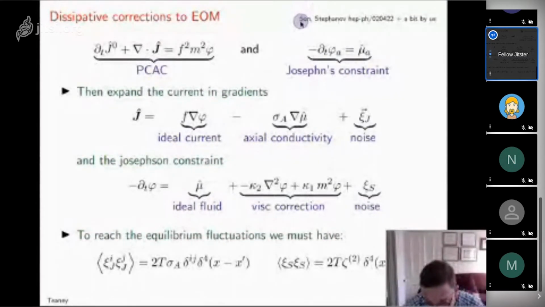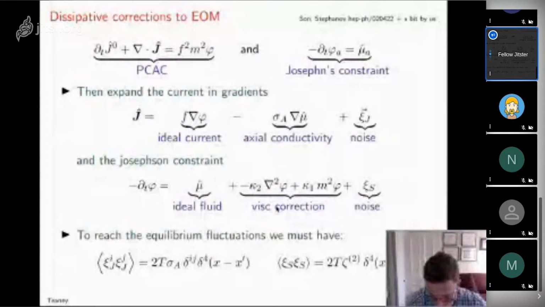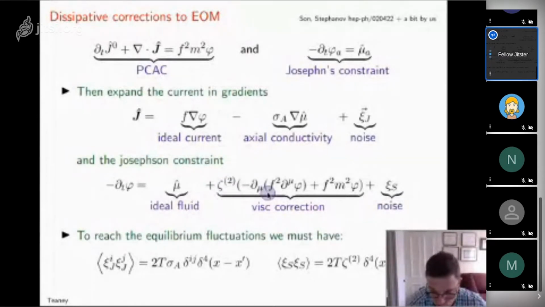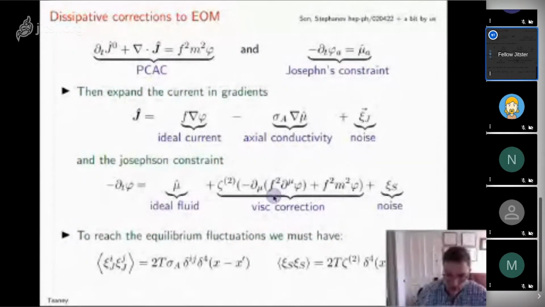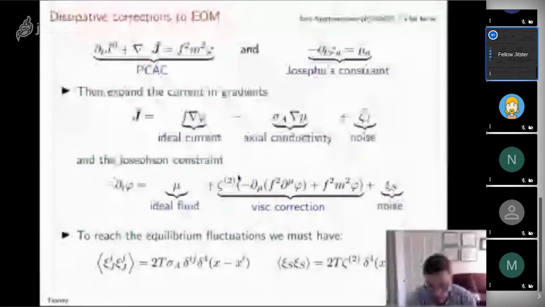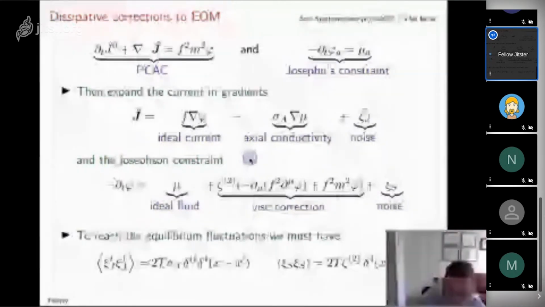By Son and Stepanov back in group 2, we analyzed the entropy production, and then we found additional constraints which come from requiring that entropy production be positive. We found actually that those two parameters, kappa 2 and kappa 1, have to have the same coefficient, and basically now we have one less parameter, which is called the axial conductivity, and what we call zeta 2, for reasons to read in the paper. Okay, so that's viscous hydro in this case.